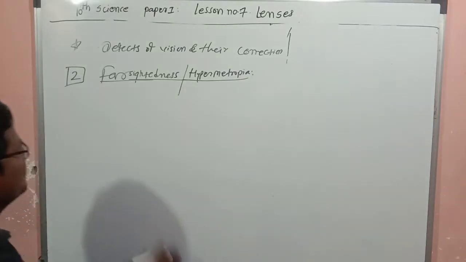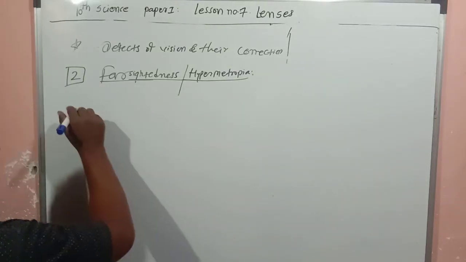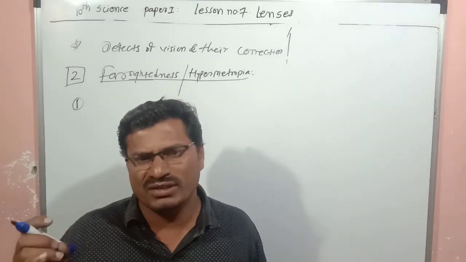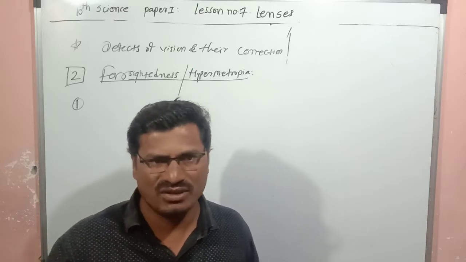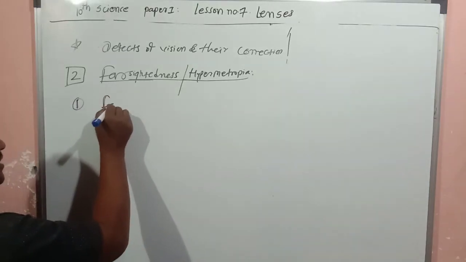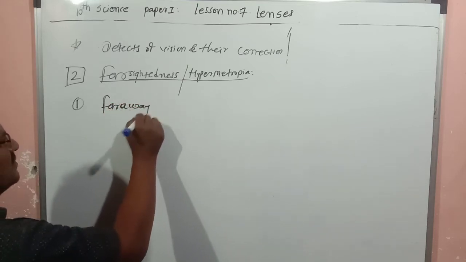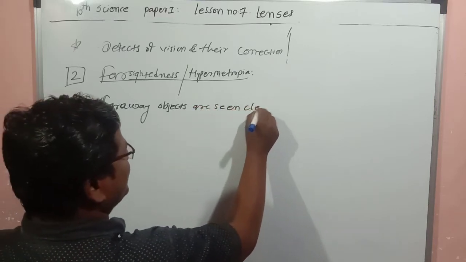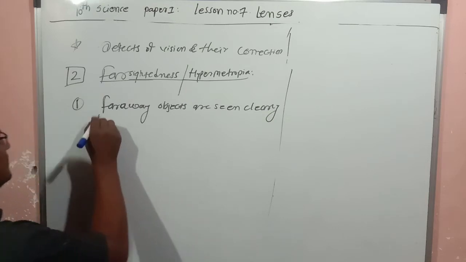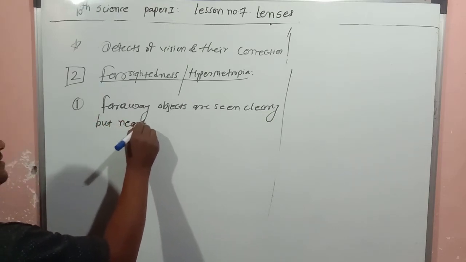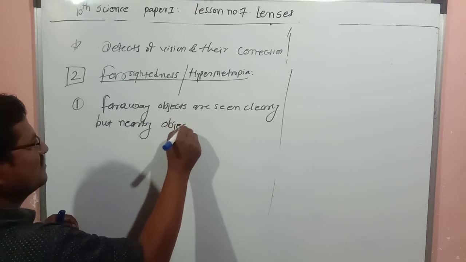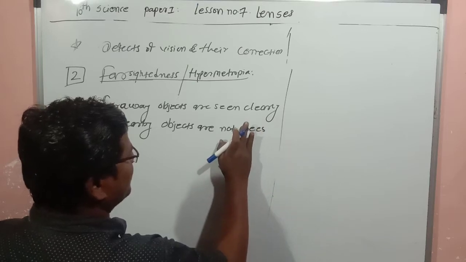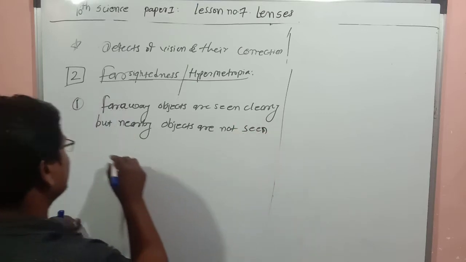So one by one we'll see the points related to farsightedness. First point, far away objects can be seen clearly, but nearby objects are not seen clearly.